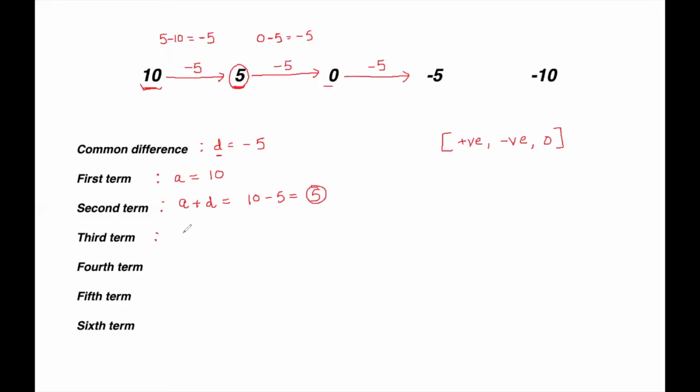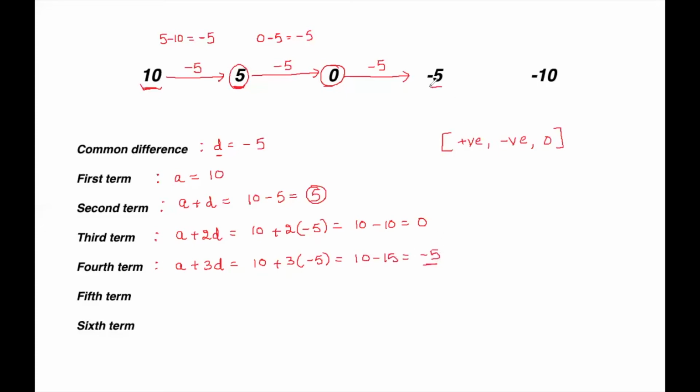Now what about the third term? So third term is equals to a plus 2d, right? What is a? 10 plus 2 into what is difference? Minus 5. Okay, so this is equals to 10 minus 10. This is equals to 0, right? So we can verify, yes, the third term is equals to 0. Similarly, the fourth term is equals to a plus 3d. This is equals to 10 plus 3 into minus 5. That is 10 minus 15 equals to minus 5. Yes, we can check it, right?